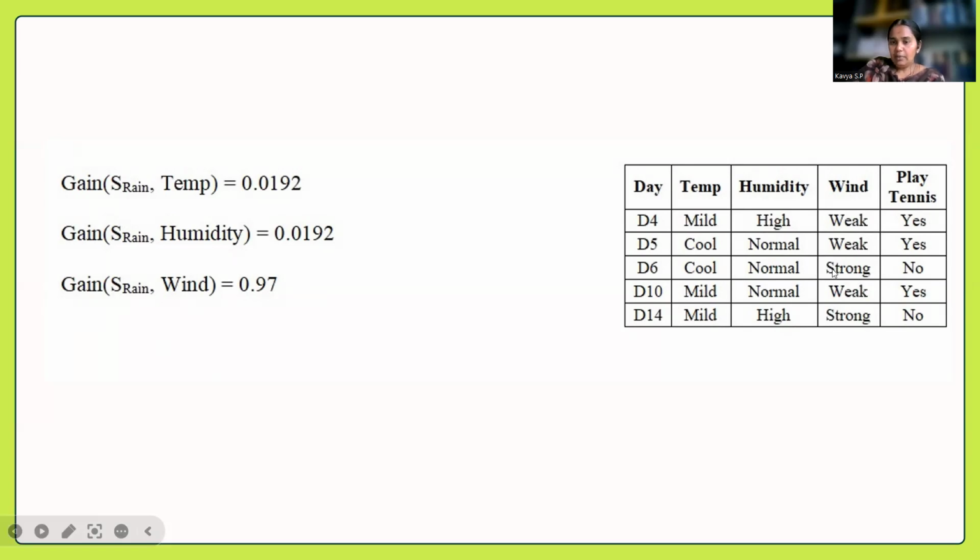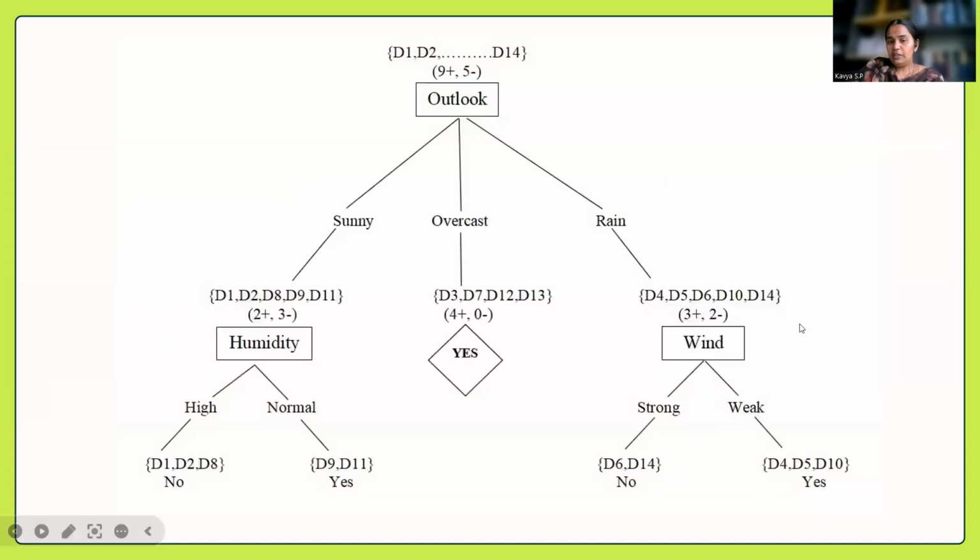If you look at the table, on a rainy day, if the wind is weak, I'll go play tennis, and if the wind is strong, I'll not play tennis. So this is the decision tree. This is how I'll split my decision tree. On a rainy day, if the wind is strong, I'll not play tennis. On a rainy day, if the wind is weak, I'll go play tennis. So this is how you have to build a decision tree in a step-by-step manner.